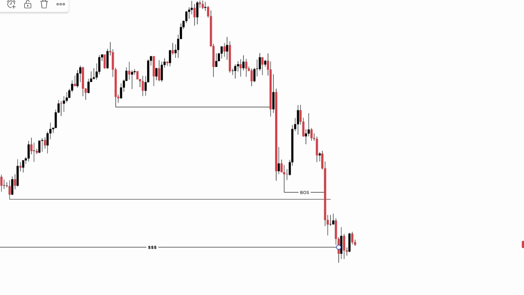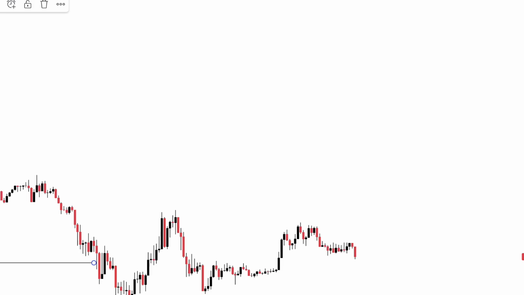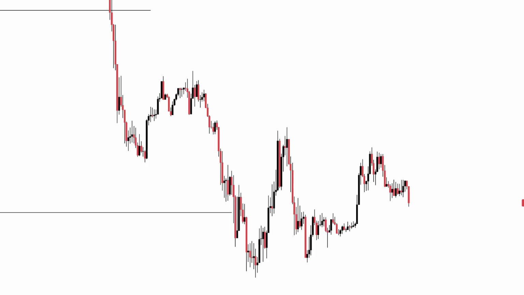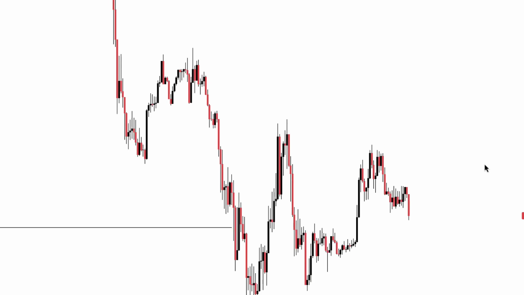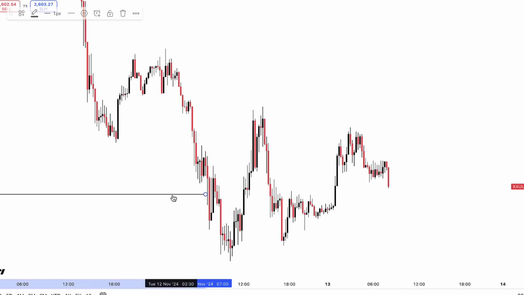So we are now going to drop down to the 15-minute time frame. As an intraday trader, you cannot ignore the 15-minute time frame, especially if you are selecting the 4-hour time frame as your higher time frame. The next time frame is straight down to the 15-minute. Or if you are selecting the daily time frame, the next time frame is the 1-hour time frame. So this is the 15-minute time frame.